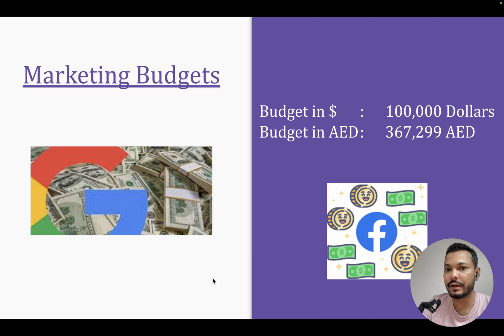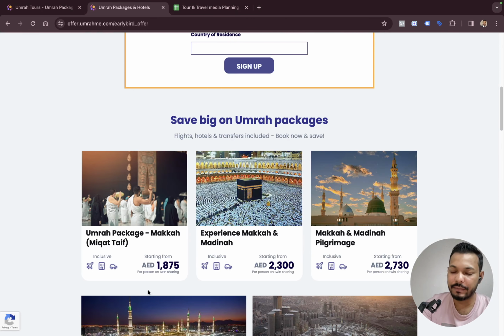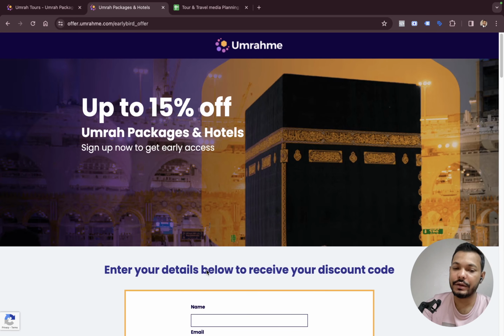Then we have the budget in AED, which is, I'm sorry, 367,000 AED. The reason we had to convert this budget from dollars to AED is because the website has the packages in AED. The target market is also going to be the Middle East. Particularly, we are going to target the ads to the UAE.